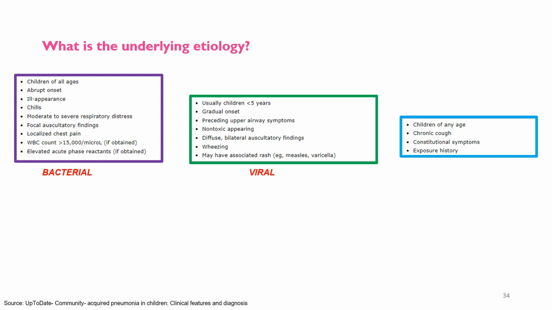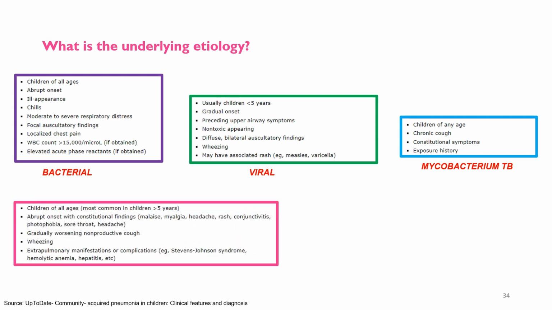If you have a child with a chronic cough, which means more than 4 weeks, with constitutional symptoms. So constitutional symptoms means weight loss, reduced appetite. He has a history of not looking well for a long time, and of course exposure history. You will think about tuberculosis.